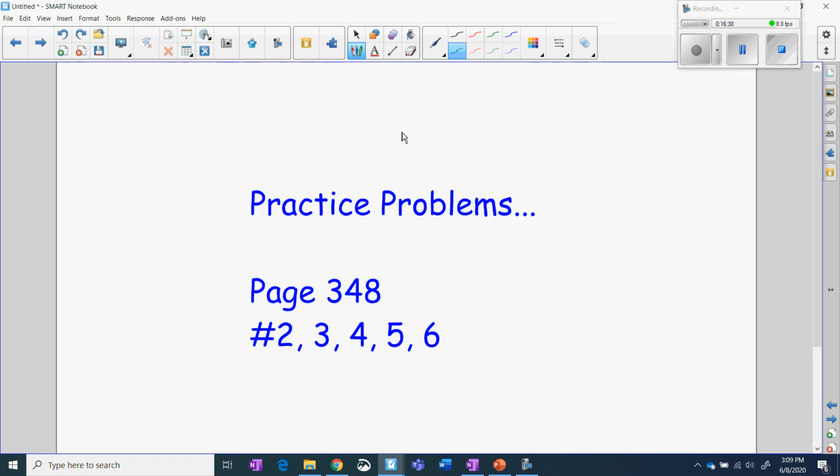In your textbook, there's a set of practice problems on page 348. There'll be just a quick little assignment that we'll use to double check and make sure you're okay with how to solve these. I'll just give you a couple to solve. And that will finish the unit on rational expressions. If you have any questions, reach out. Best of luck.